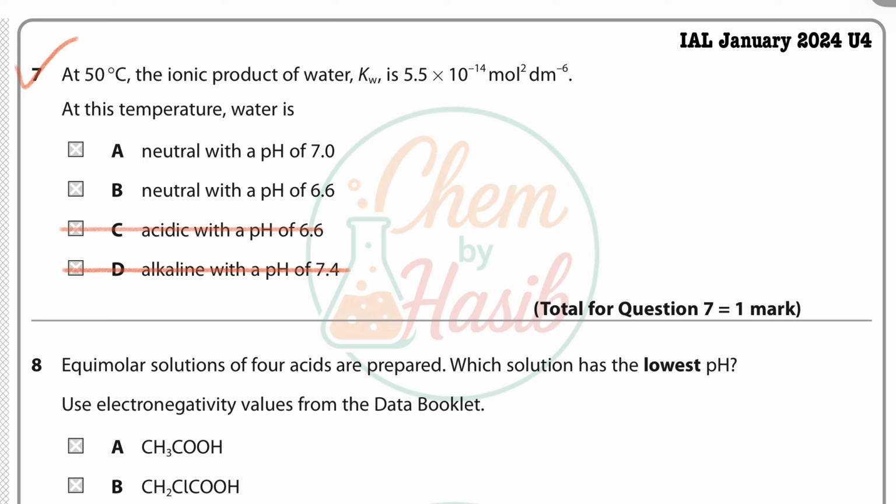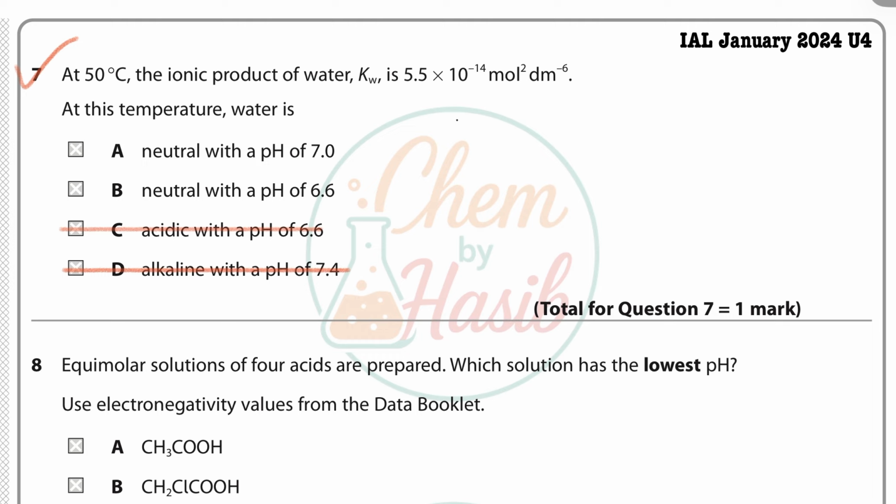And so we can easily figure out that the answer must be B, that it is neutral with a pH of 6.6, because at 25 degrees Celsius, the pH is 7. So at higher temperature, pH is lower than 7. So the only option left is B. You can also calculate the answer.